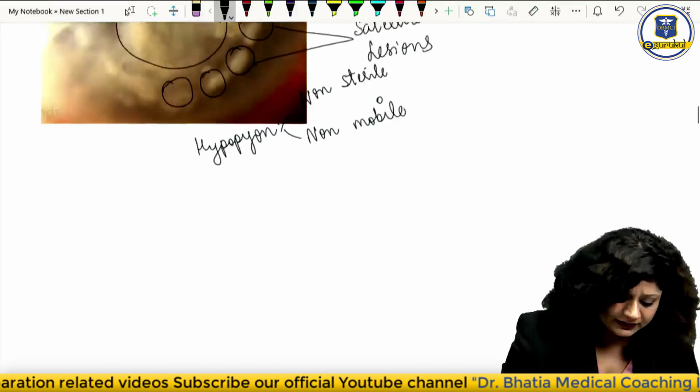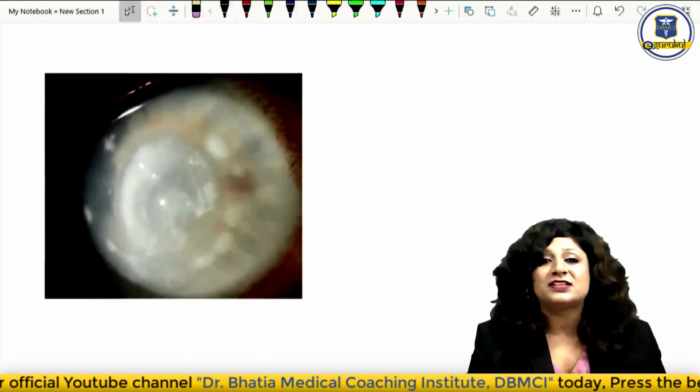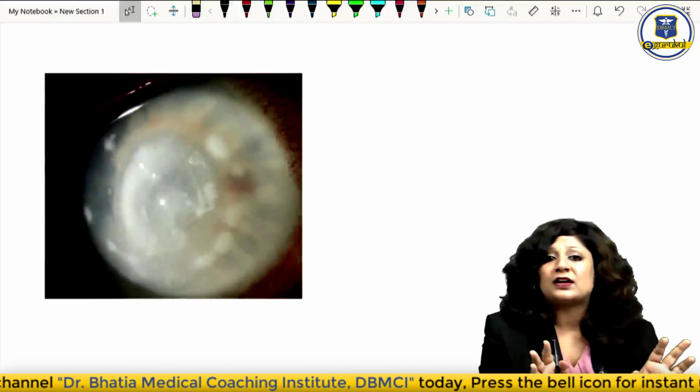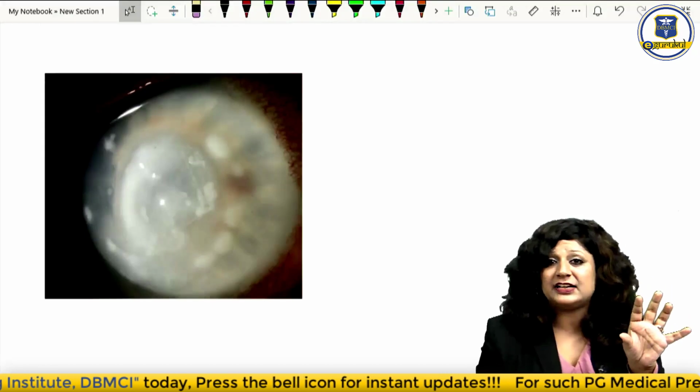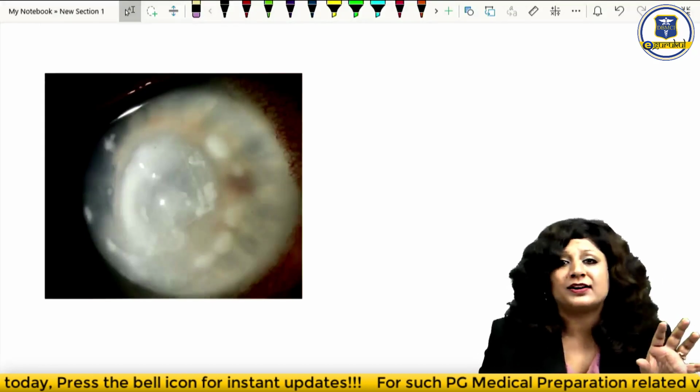Now, the other important thing that you get in this kind of ulcer is, see, this is also a fungal corneal ulcer showing a big ulcer along with the multiple satellite lesions and the feathery margins.